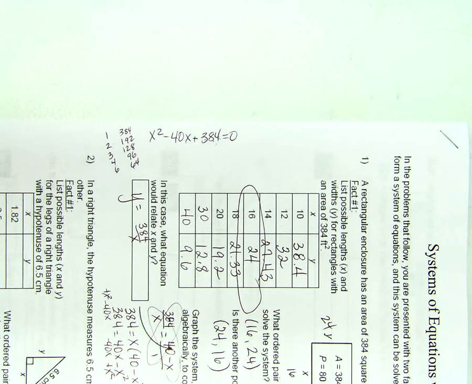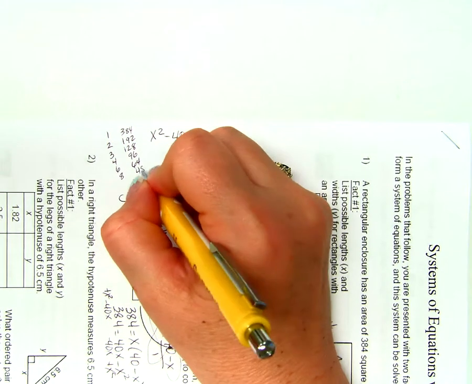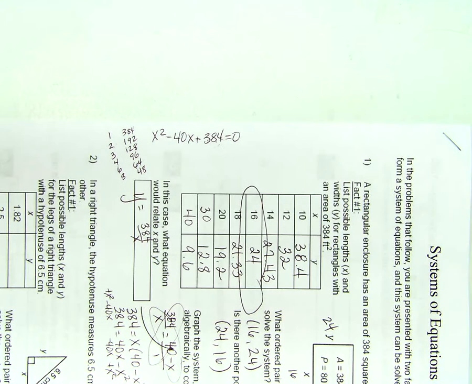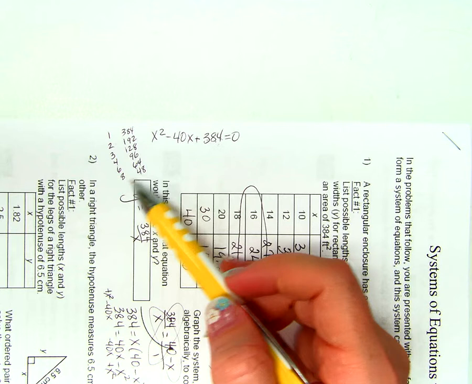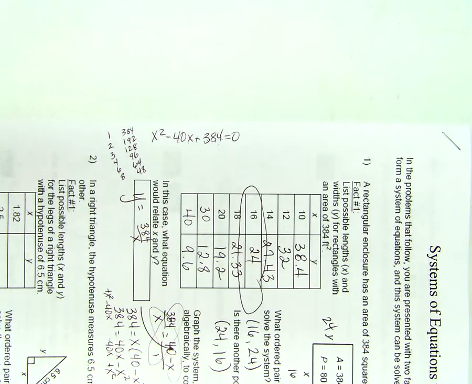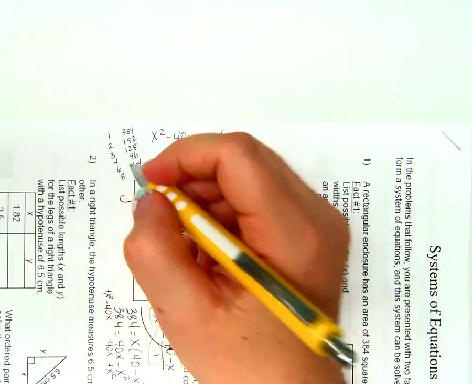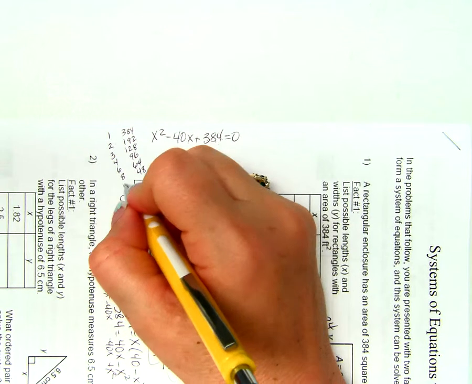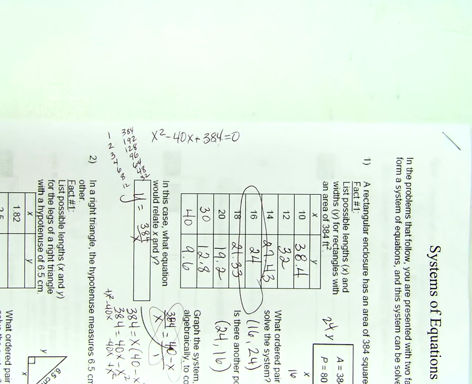8 and 48, so I'm getting closer because I need negative 40. No, they both have to be negative or both have to be positive, right? Because the sign at the end is a positive. That's a good point. I could subtract this from that and get 40, but that wouldn't work as far as my signs go. So 10, no. 11, no. 12 and 32. That's getting closer because that's 44, but it's still not working.